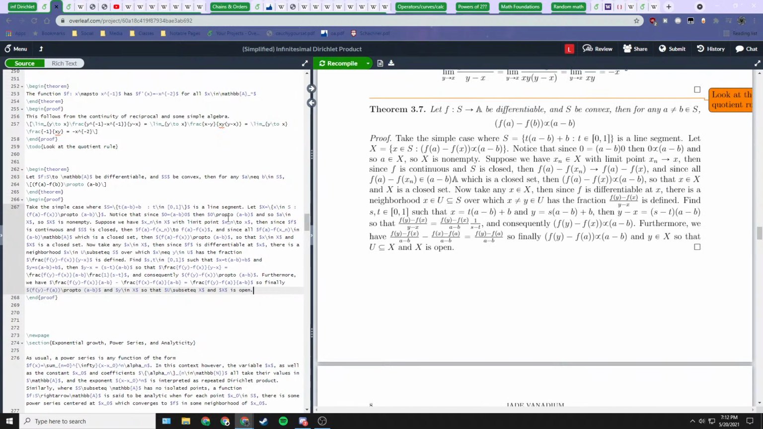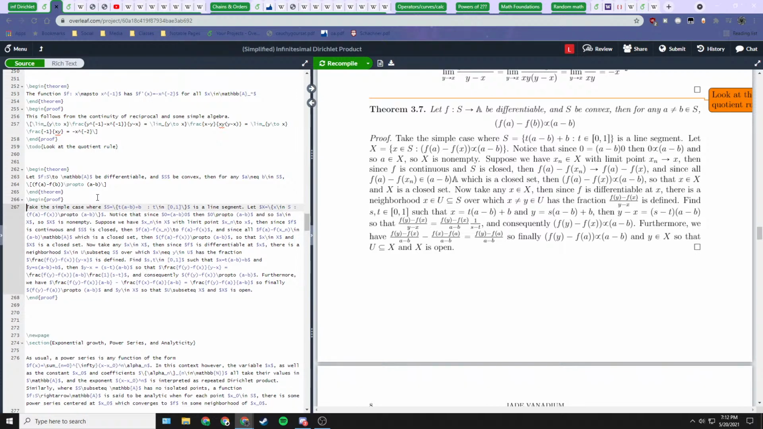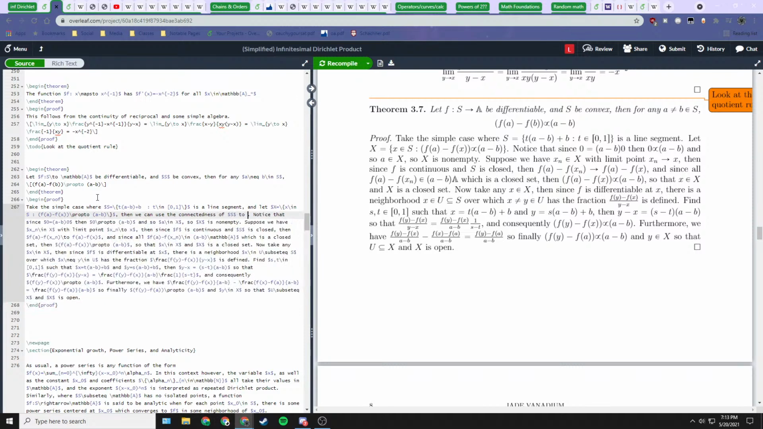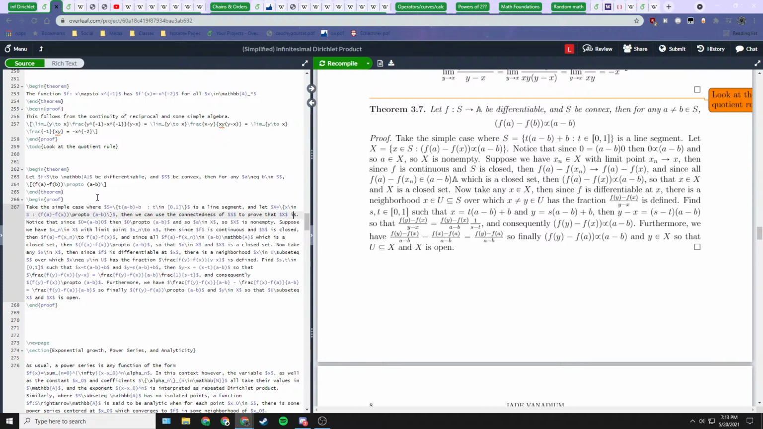So let's just summarize these things. Take the simple case where S is this line segment, and let X be this set. Then we can use the connectedness of S to prove that X equals S.